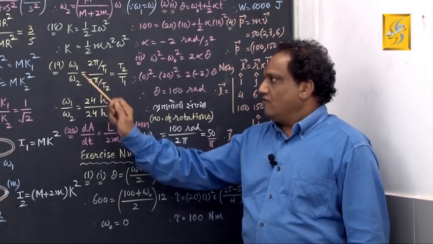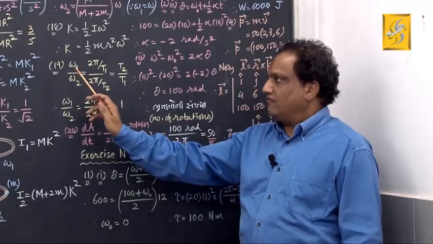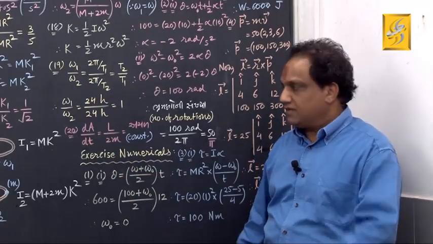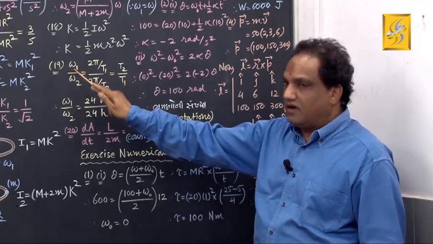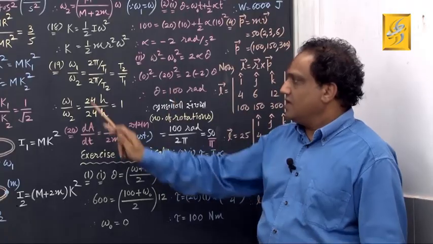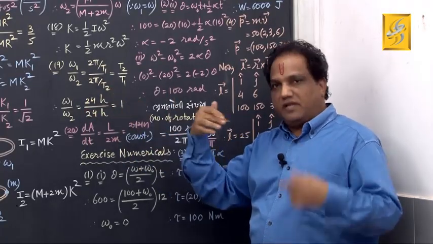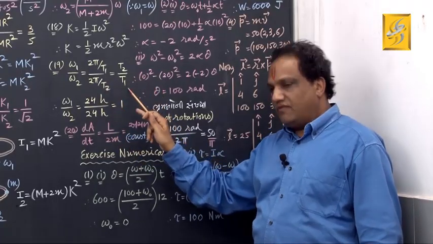Read it. We are asked to find out a ratio of two angular speeds. One for a geostationary satellite, another for Earth. By formula, omega is 2 pi by T. Here it is omega 1, so I should write 2 pi upon T1. Here it is omega 2, then I should write 2 pi upon T2. 2 pi will cancel. Denominator will become numerator, so T2 upon T1.